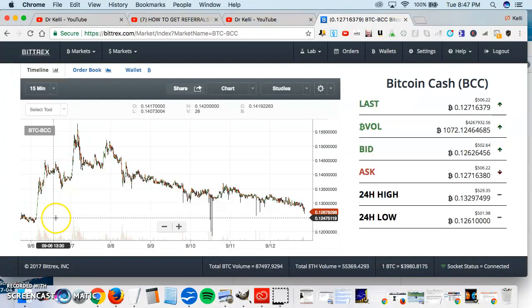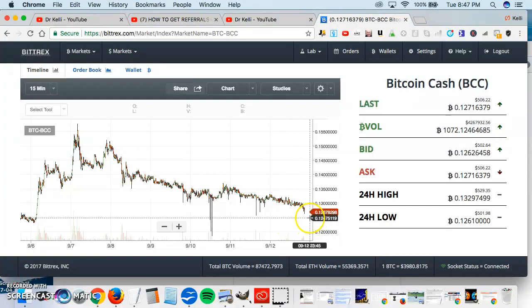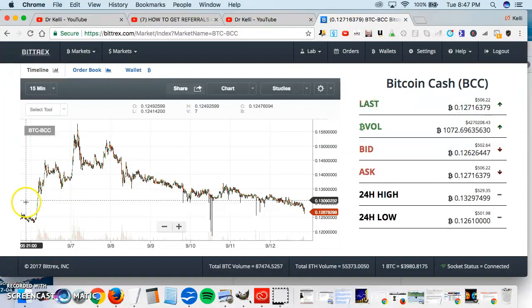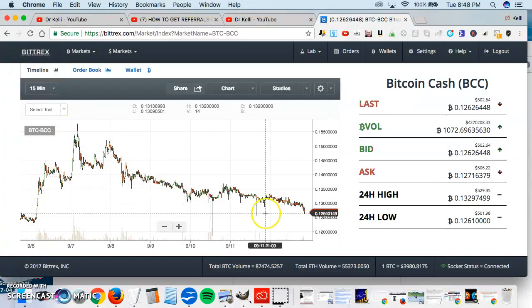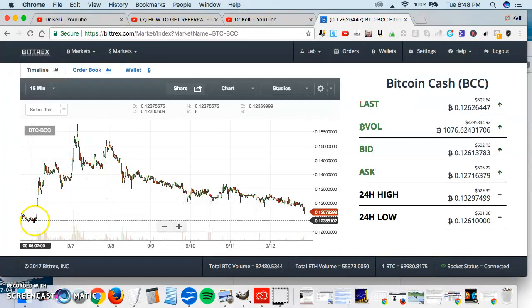And if you follow my plus sign cursor all the way over, it says that it was about 0.124. And as of right now, it's at 0.126. So again, even though it went way up and came back down, it's still higher than what it was if you had first purchased it at this time.